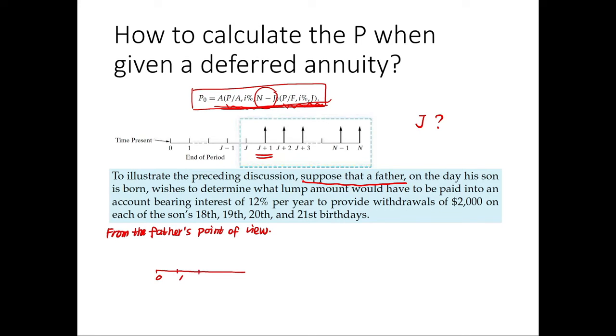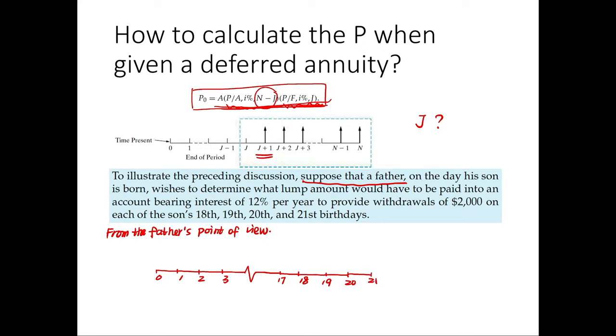1, that's his first birthday. 2, second birthday. 3, third birthday. Nothing happened because the father wants him to withdraw the money from at the 18th birthday and 19th birthday, 20th birthday until the 21st birthday.